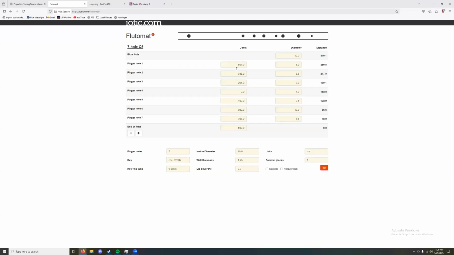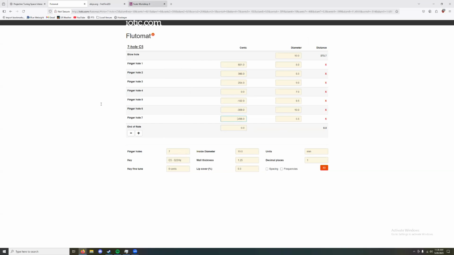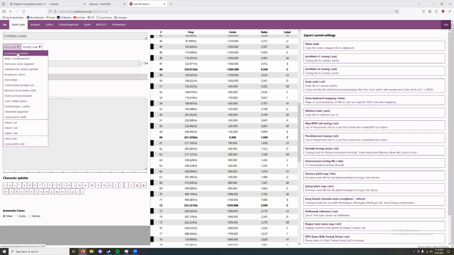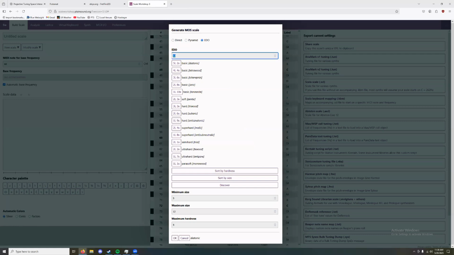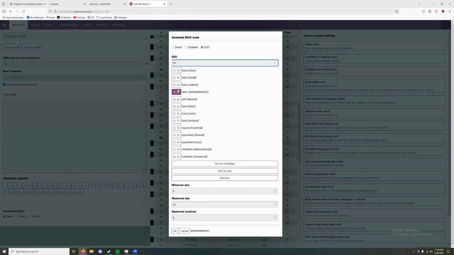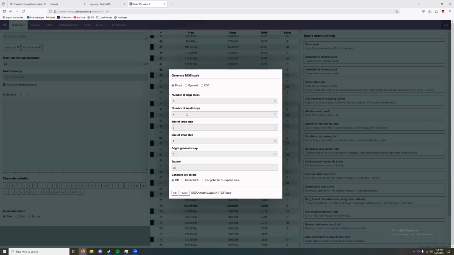I can show you this website here. Yeah, sure. So it's just this Flutomat website here. You just put your scale in here that you want. Whatever you set to 0 cents here is going to come out as whatever's on the key. So I just put my end of flute at 0 cents, and then you just open up Scale Workshop or whatever, and make a scale. I'll just do the one that we already had. Oh, nice. Here we go.